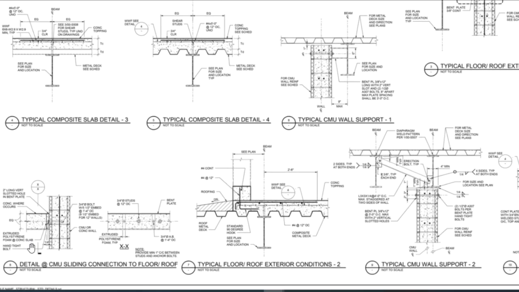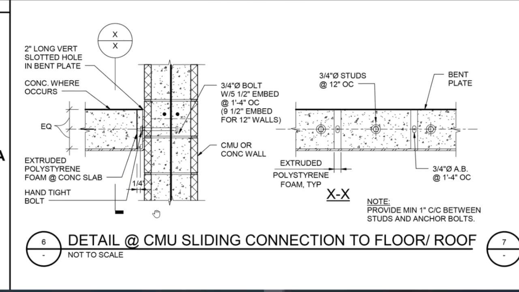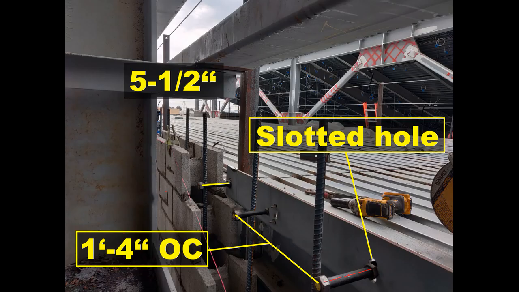Next, we will review detail 6, CMU connection to the floor or roof. Bent plate with 2-inch long slotted hole, with 3/4 inch anchor bolt spaced 1 foot 4 inches, with 5.5 inches embedment into the wall. Bolt shall be hand tight at the time of installation. Detail XX shows the front view of the depicted detail on the left. In the attached picture you can see the required slotted hole, vertical reinforcement, and ongoing CMU wall placement.